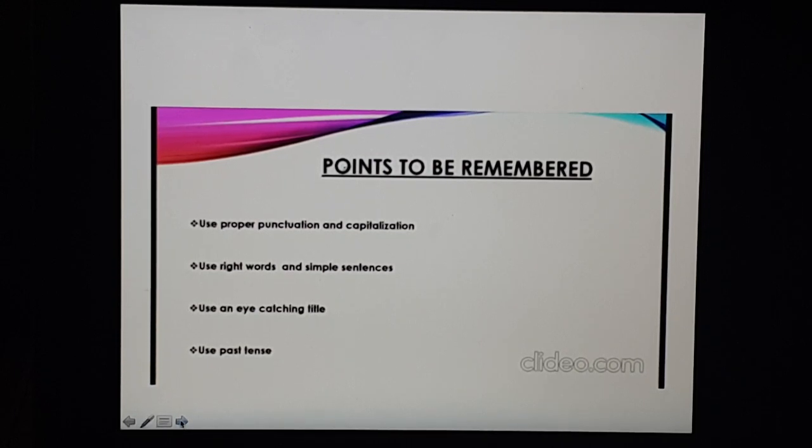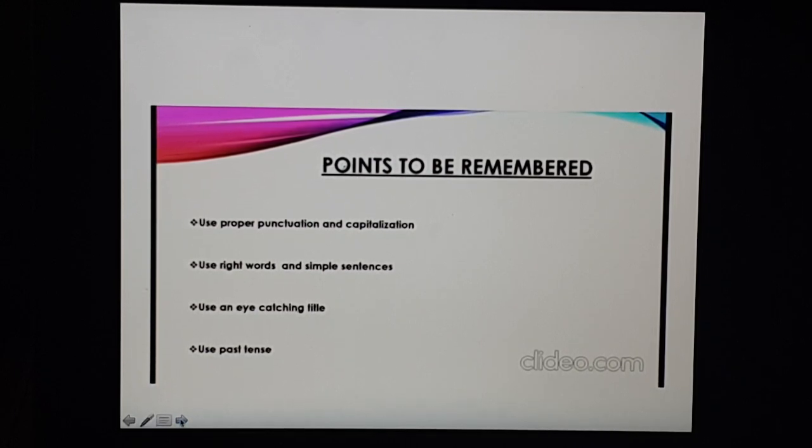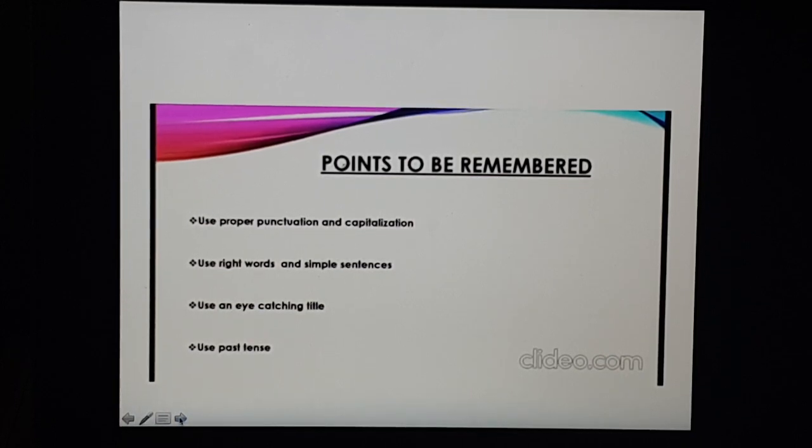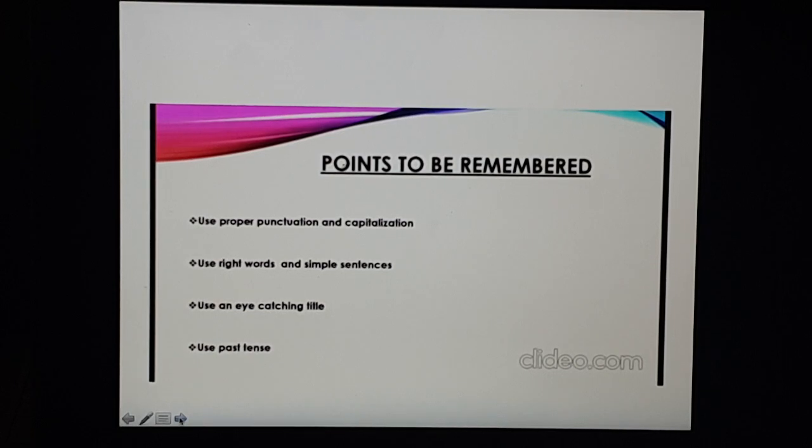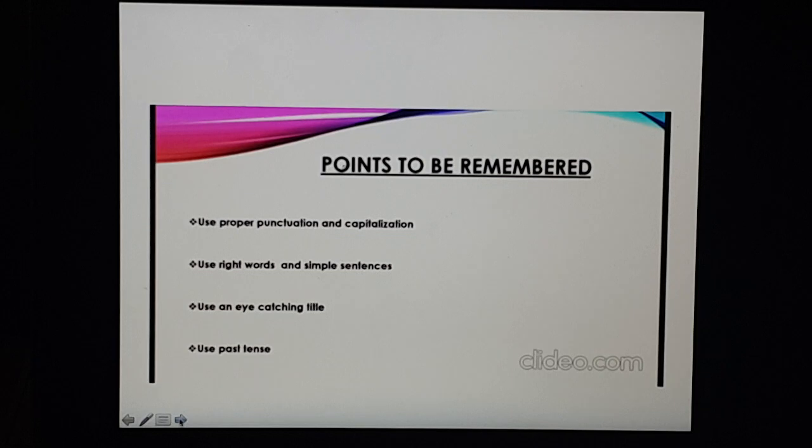And use an eye catching title. Give a very interesting and attractive title to the story. And last, use past tense. Mostly we see the stories are always written in past tense, something which has already happened, so we are relating that kind of story. So this was all about a story.